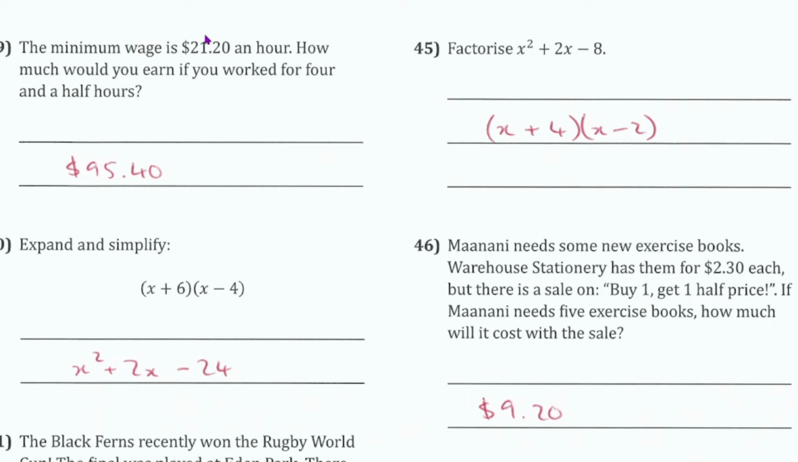The minimum wage is $21.20 an hour. How much would you earn if you worked for 4.5 hours? So this is assuming you get paid in 15-minute or 30-minute increments, which isn't unusual for certain jobs. So 21 times 4.5. Key thing here is half an hour is 0.5 hours. So 4.5 times 21.20 gets you $95.40, making sure we draw a 0 on the end.